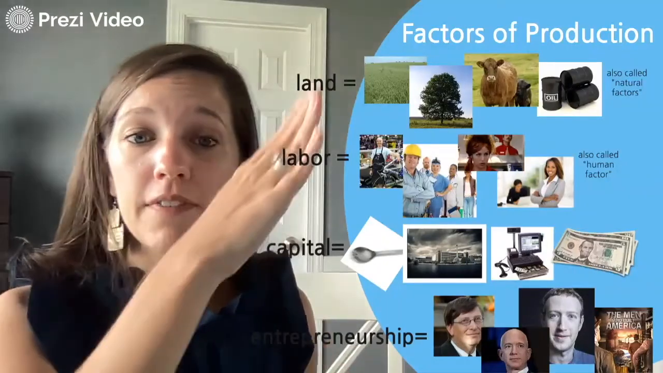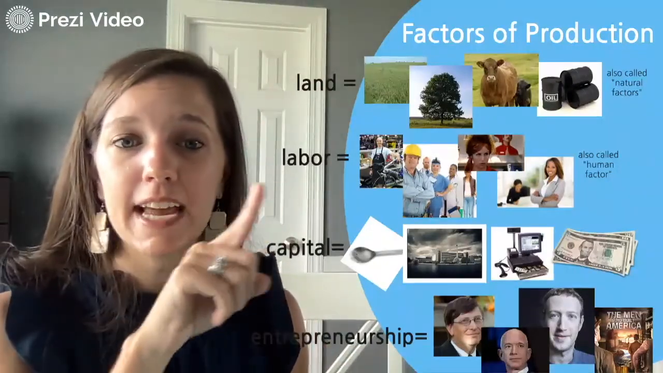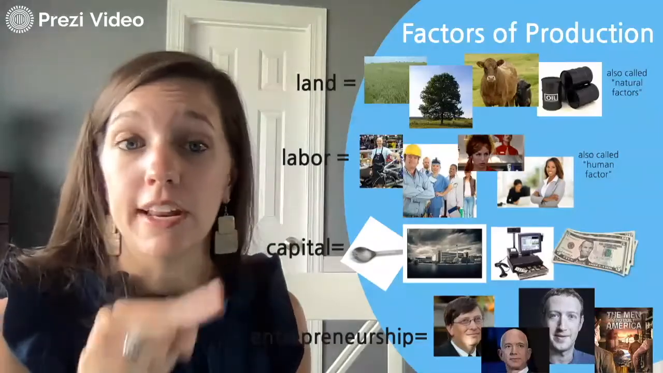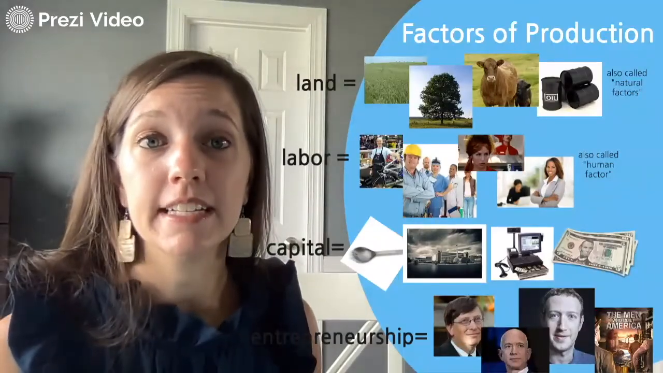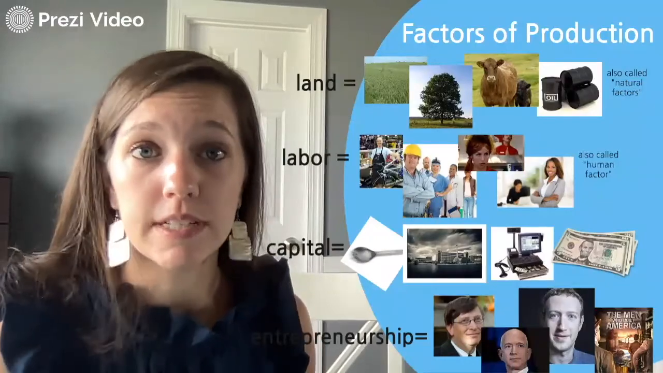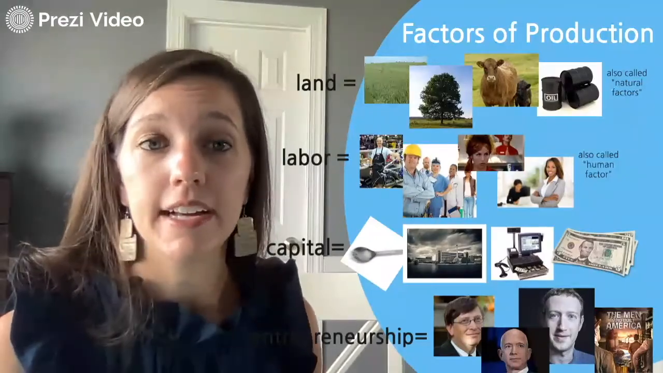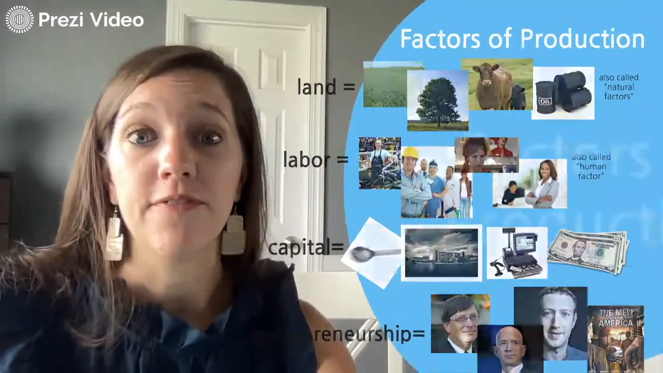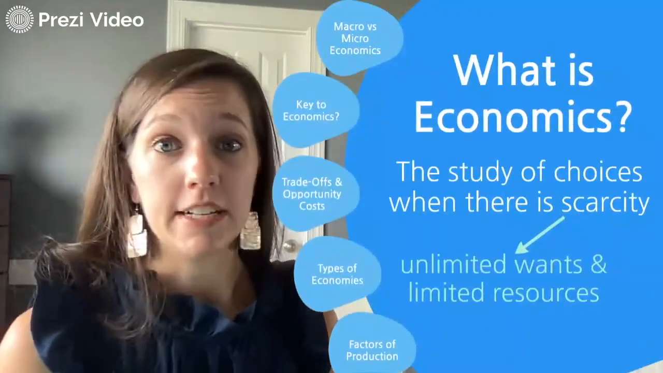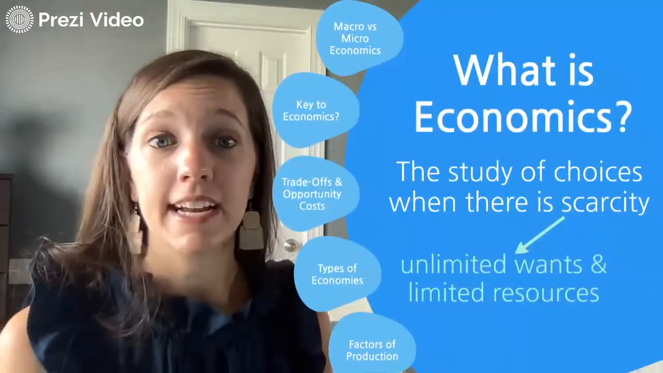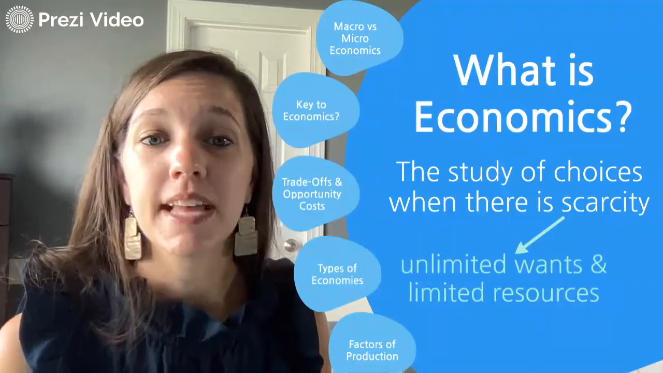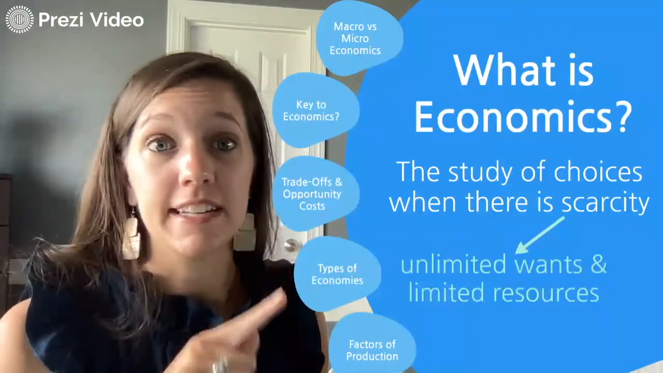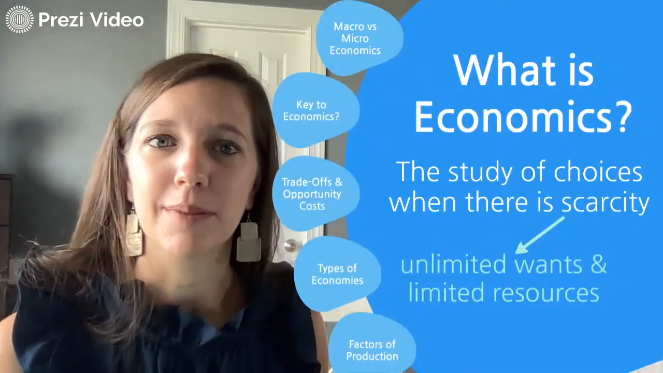All right, so these are our 4 factors of production. We've got land, labor, capital, and entrepreneurship. You need all 4 in order for a business to be able to produce a good or a service. Okay, so keep this in mind when you hear factors of production. All right, so that's it today of what is economics, going over some basic terms, and also identifying the different types of economies and the factors of production.